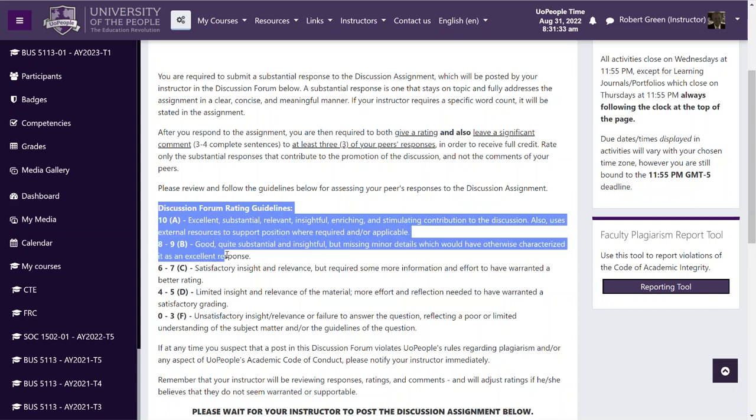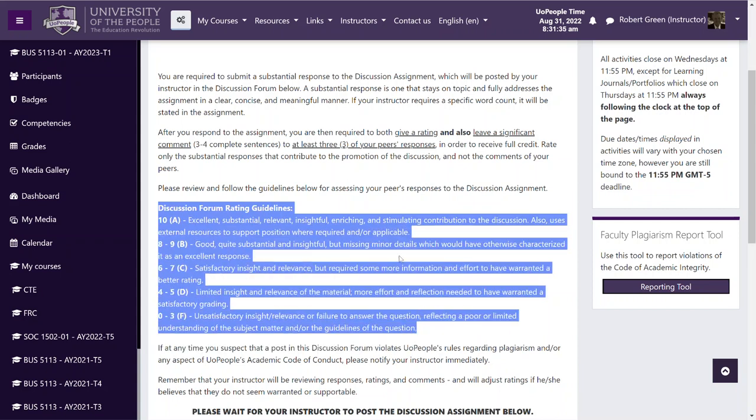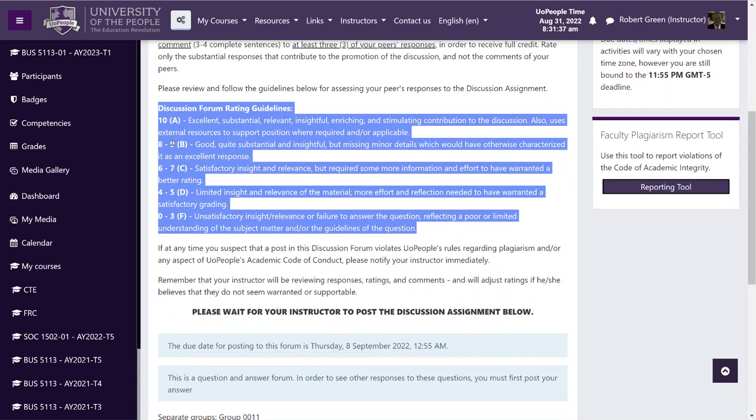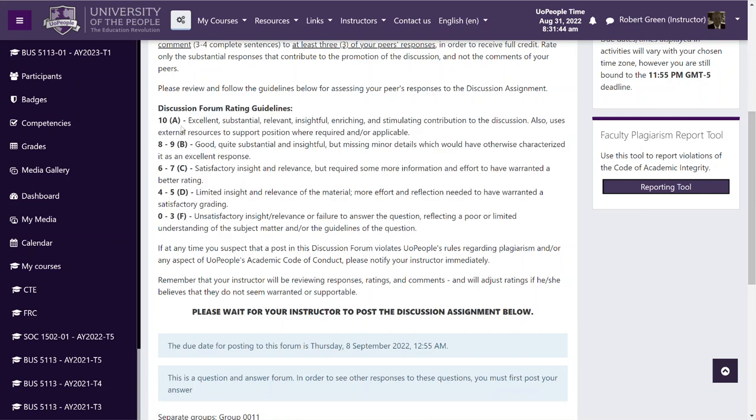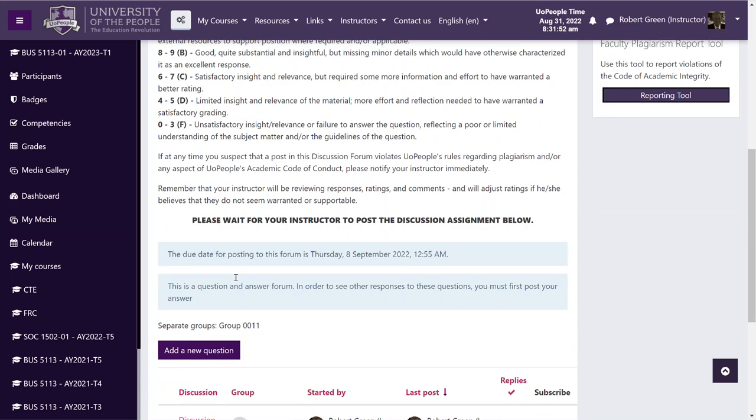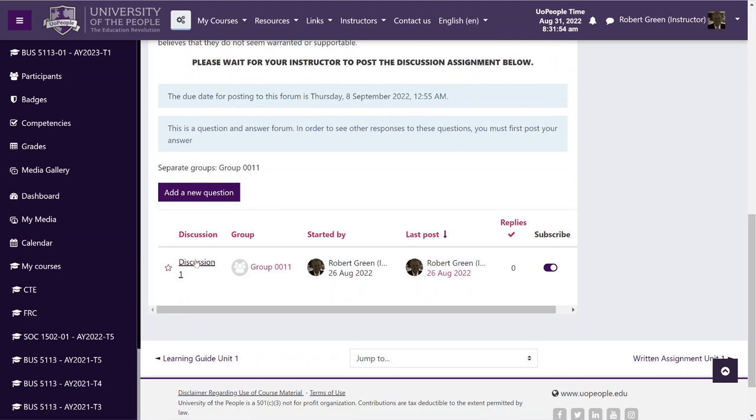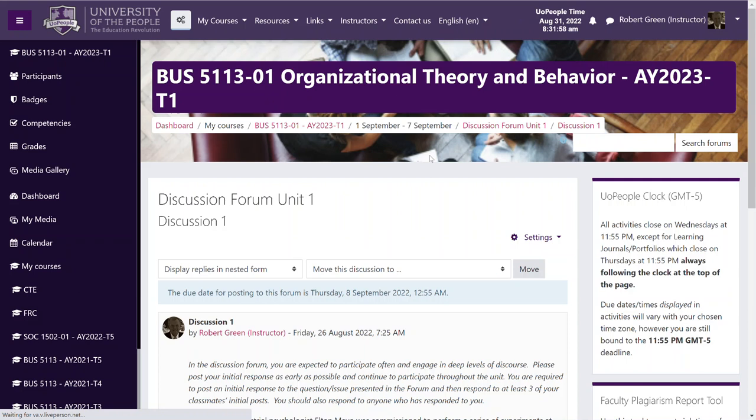This is the way that you will grade your peers' work. So you'll give 3 peers a letter grade, and well, actually a numeric grade, and then you're going to provide them with written comments. So let's go down to discussion 1 and let's look at what we're going to be writing about the first week.